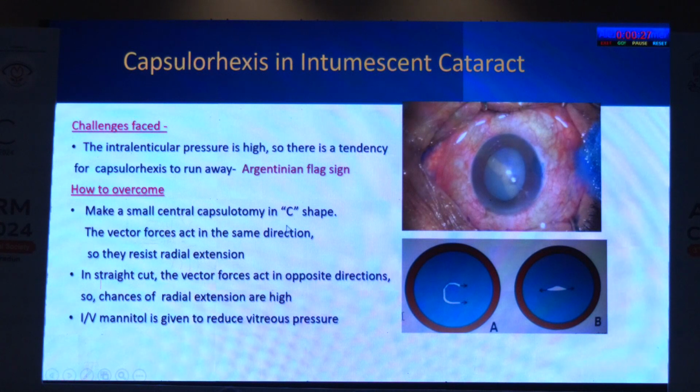Make a small central capsular axis in a C shape. The vector forces act in the same direction, so they resist the radial extension of the axis. In a straight cut, like in this video, the vector forces act in the opposite direction, so chances of radial extension are very high. And I used to give IV mannitol preoperatively to reduce the vitreous pressure, so chances of extension are less.